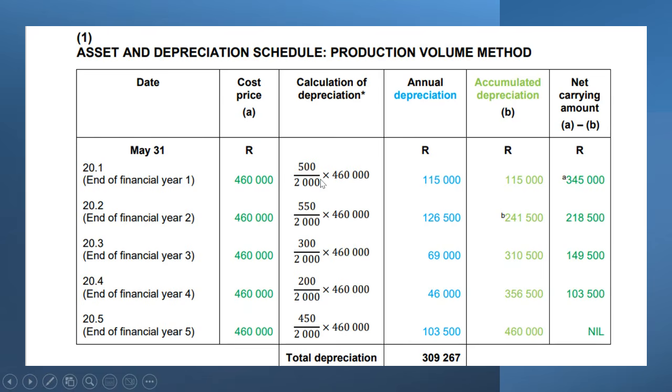So here you say 500 divided by 2,000 multiplied by 460,000. Then your annual depreciation will be 115,000. Your accumulated will also be 115,000. But how are you going to determine your net carrying amount? You're going to say 460,000 less 115,000. And then your net carrying amount should be 345,000.